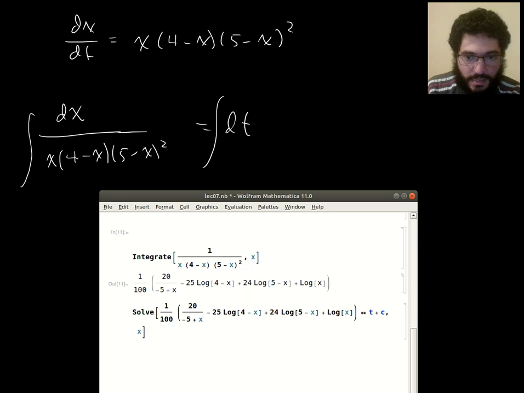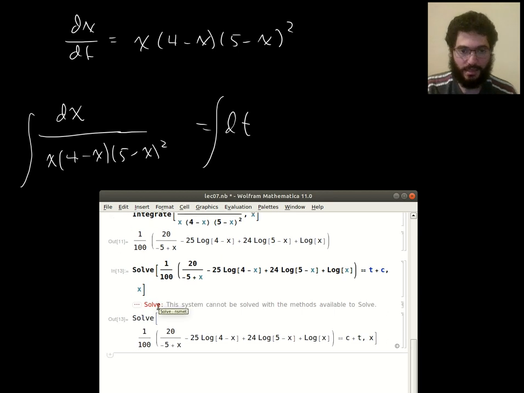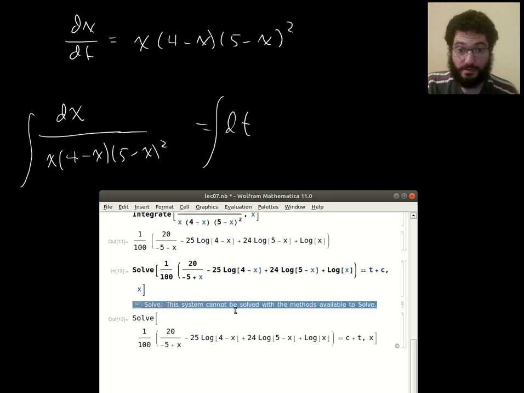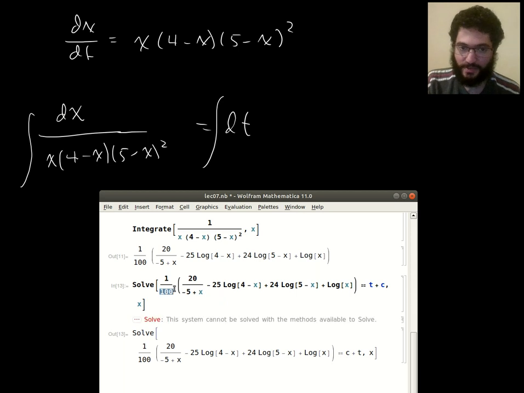So solve that equation for x, and you can see I'm using 2 equal signs to indicate that this is an equation, not an assignment. Okay, here we go, it's thinking, and the system cannot be solved with the methods available. If Mathematica can't solve it, probably I can't do it either. Maybe there's a way, but to be honest, it looks like a transcendental equation. It looks like there's just no way to get an explicit solution, x equals something.